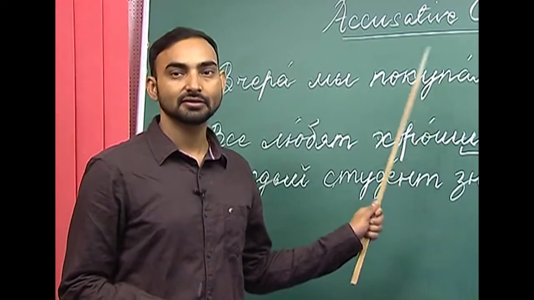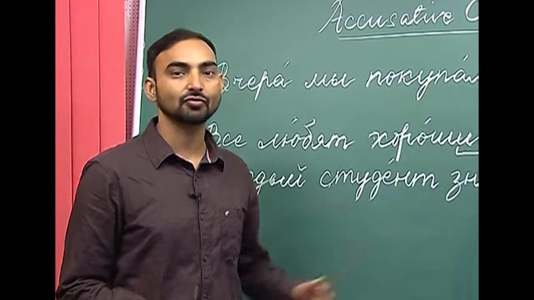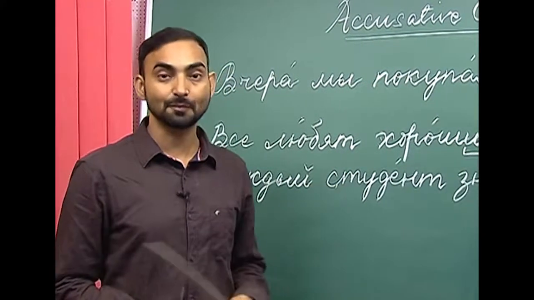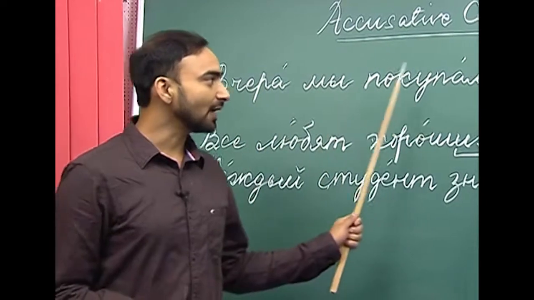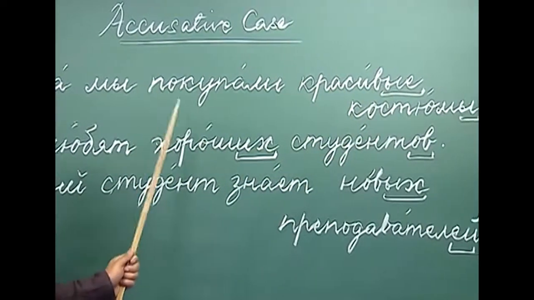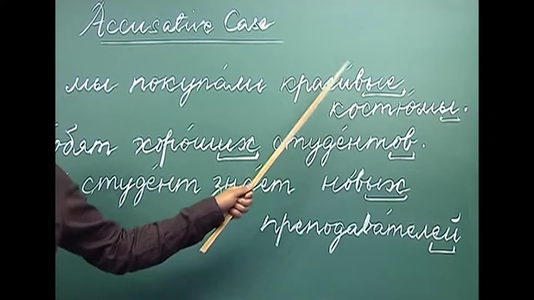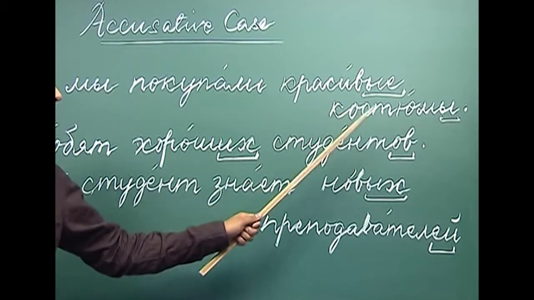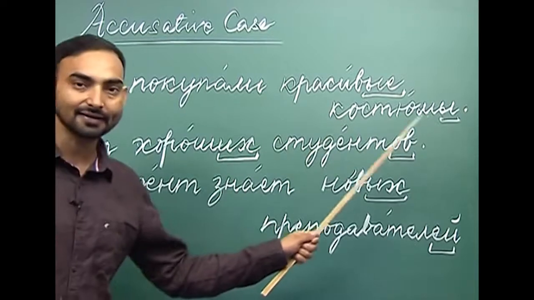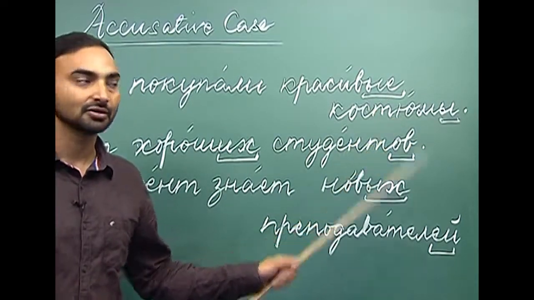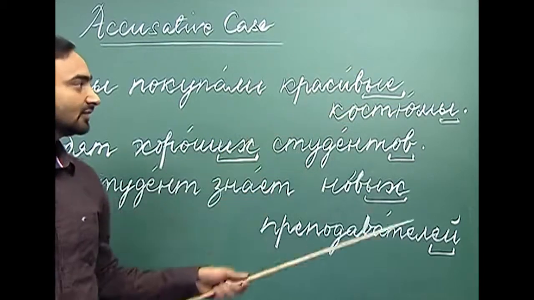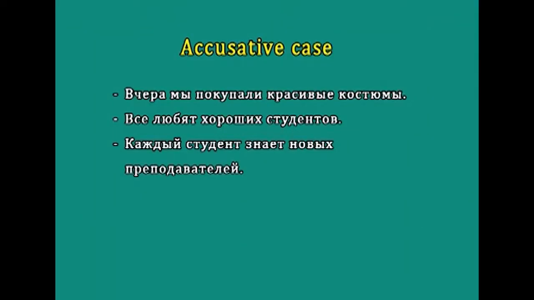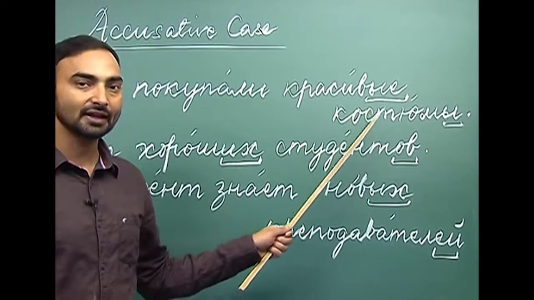Покупать is a несовершенный вид, imperfective aspect. What is the perfective aspect of покупать? It's купить. So, вчера мы покупали красивые костюмы. Yesterday we bought красивые, beautiful, костюмы, dresses. Here, as you can see, we have used dresses, which is an inanimate noun. So, if the noun is inanimate, then we do not change the adjective. It remains the same as the nominative case. So, красивые plural will remain красивые with an inanimate noun.